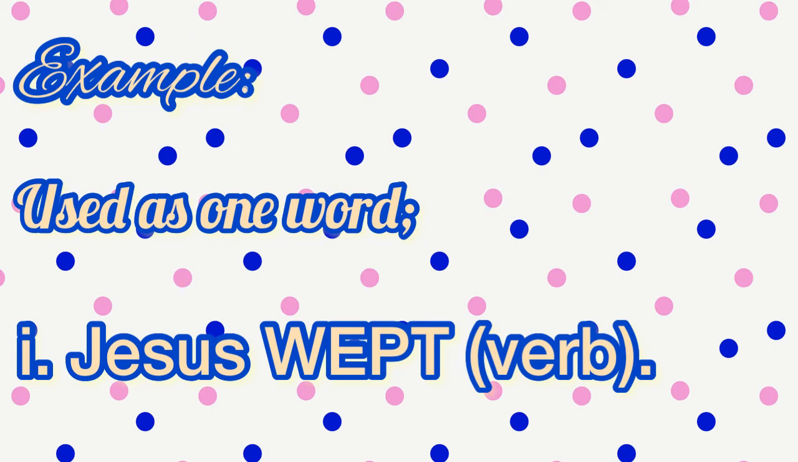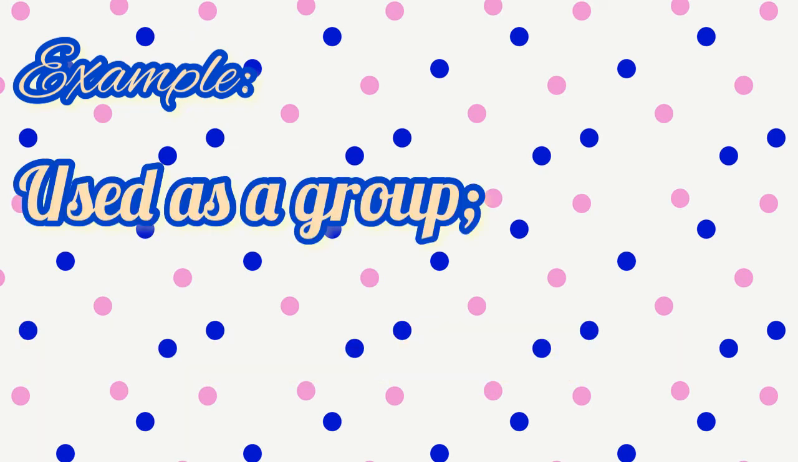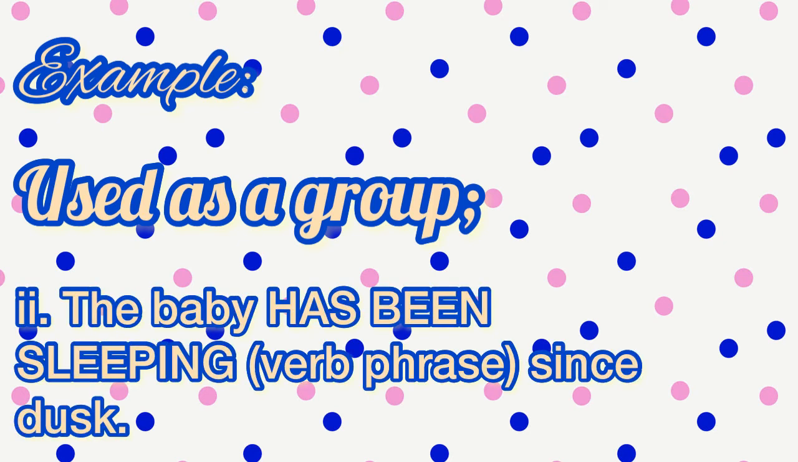And it is coming just as one word. So we can have it as a group as well. For instance, the baby has been sleeping since dusk. Now, what is the verb in this sentence? Has been sleeping. It is a group. We cannot isolate any one out of this group, so it is regarded as a verb phrase.